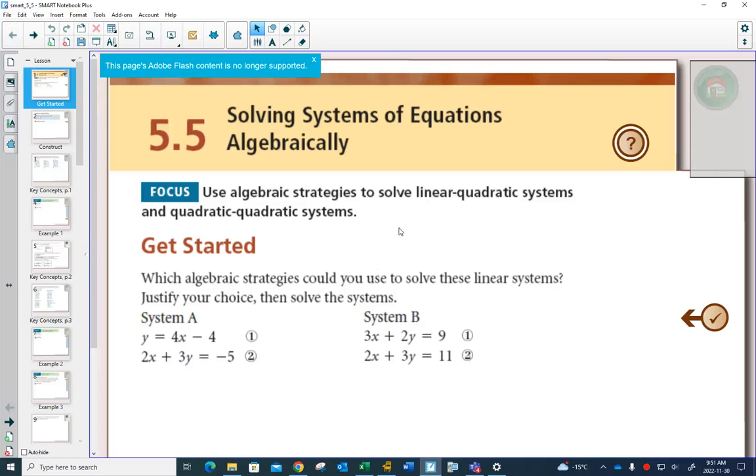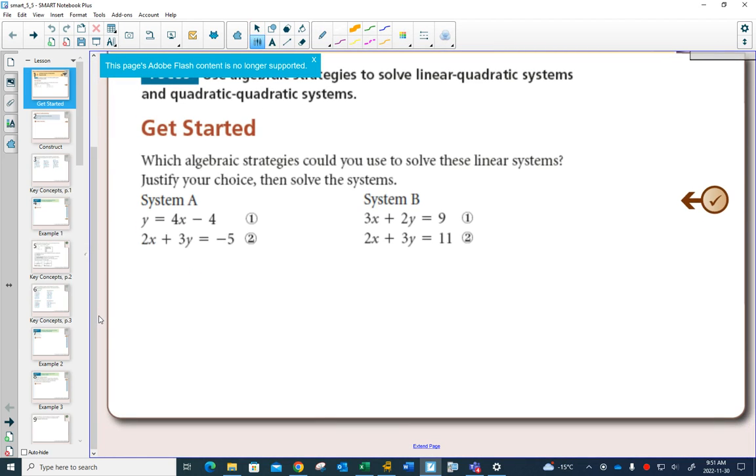So if you turn to page 391, it starts off with a review of solving linear equations. So I thought I would do this together with you, and I would reteach you the two main techniques that you learned in grade 10.